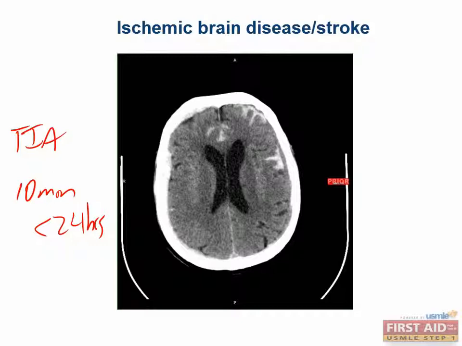The answer is TIA. You can see ischemic brain injury on CT after 24 hours or MRI within 30 minutes. Now, the real reason to do this is so that you can rule out hemorrhagic stroke in order to safely give what drug? TPA.